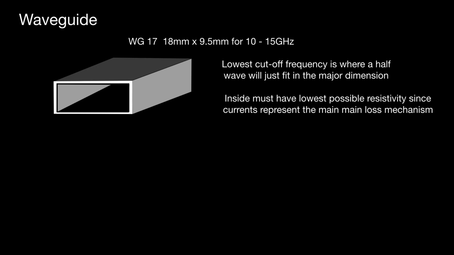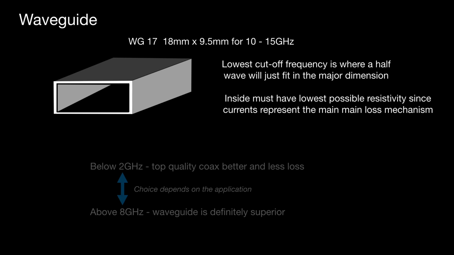So inside the waveguide, if it's steel, it will be plated in some way with copper or something like that. It must have the lowest resistivity possible, since the currents that flow on the inside faces of the waveguide are the main loss mechanism. And the whole idea of using waveguide instead of coax is to reduce the loss, because coax starts to get lossy as frequencies go up.